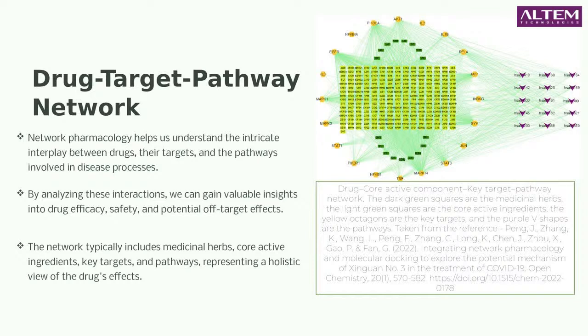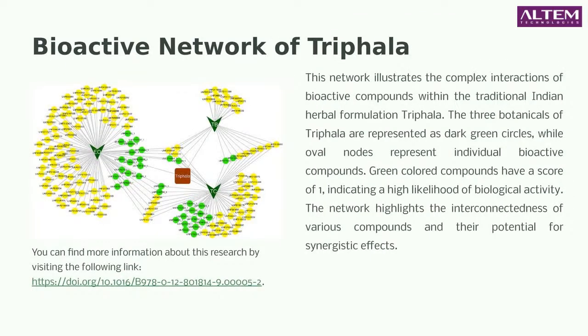This is one example that I have taken from the reference mentioned here. It shows a medicinal herb, its core active ingredients, and then key targets and the pathway network, and it represents a very holistic view of the drug effects. Another example is this bioactive network of Triphala, and you can see that the three botanicals of Triphala are represented as the dark green circles, and how they are connected. These kinds of studies are possible, and they are in a lot of demand now.